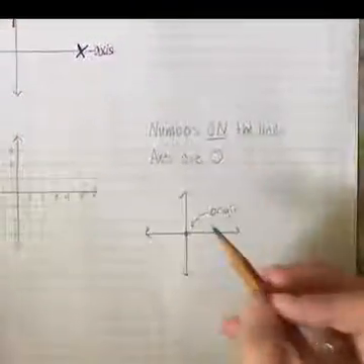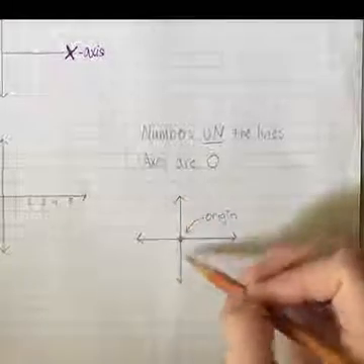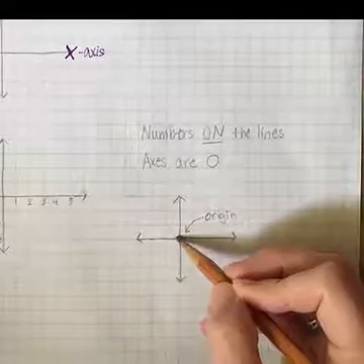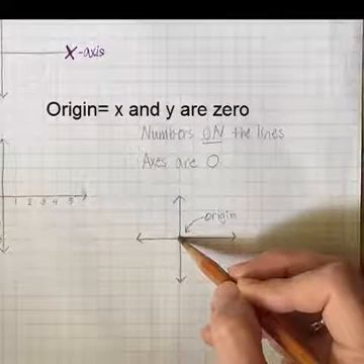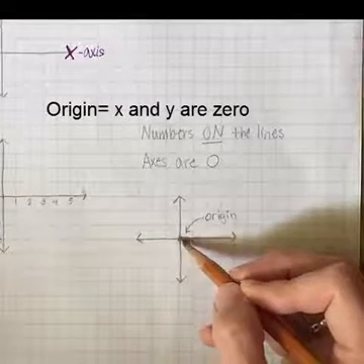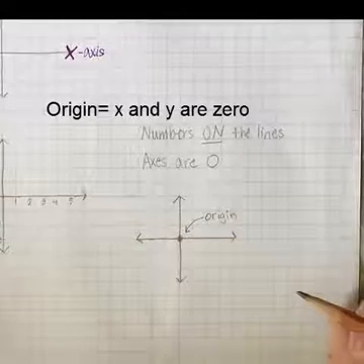One more piece of information is that when the axes cross right here at their intersection, that's called the origin. That would be where the x-axis is equal to 0 and the y-axis is equal to 0. That spot is called the origin.